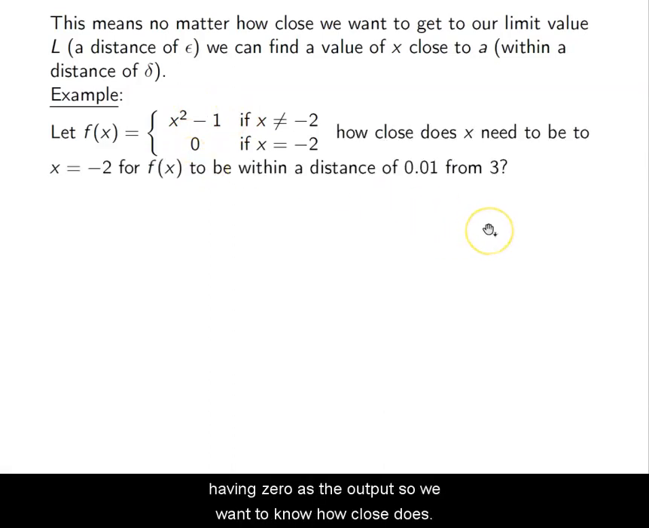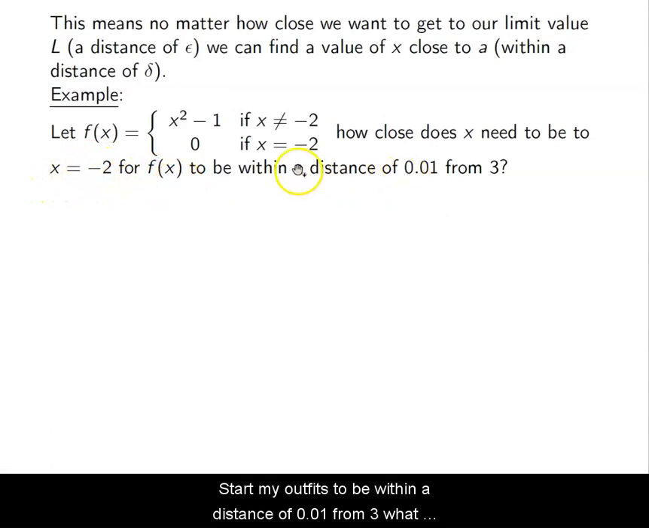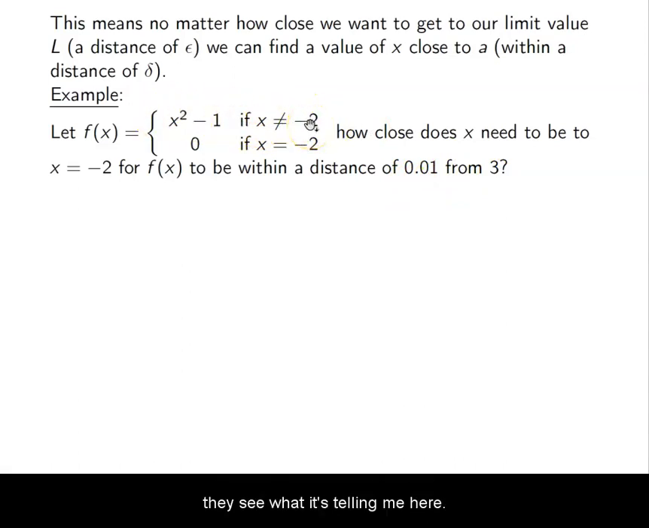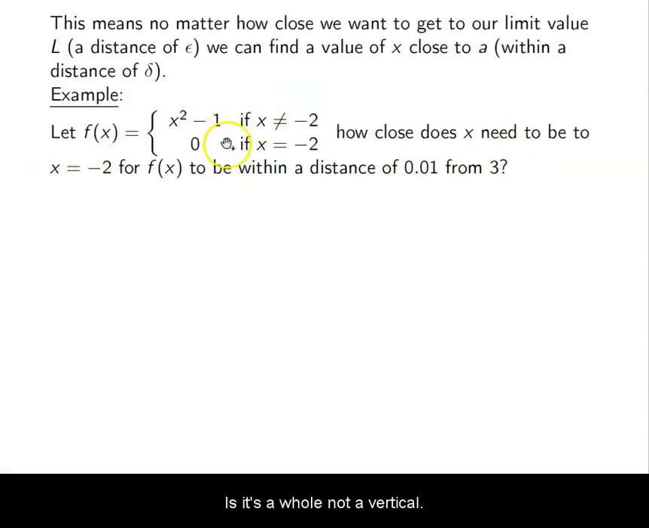So we want to know how close my inputs need to be to this value of -2 for my outputs to be within a distance of 0.01 from 3, what I'm supposed to be at, the limit as I get close to -2. So basically what it's telling me here is it is giving me an epsilon, right? This is the distance I want to be away from the limit value at -2. So the limit of this function as x goes to -2 is 3, because from the left and the right side we approach 3 here, right? Because it's a hole, not a vertical asymptote.